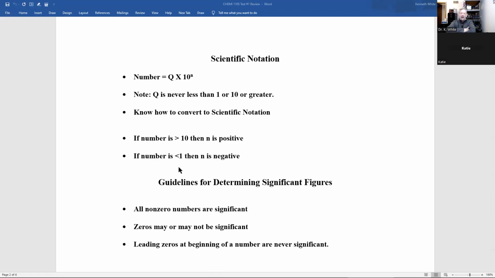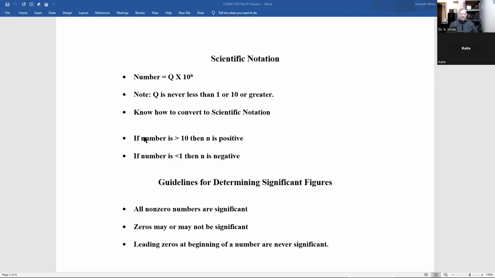Next, I taught you scientific notation. Remember, scientific notation is a number Q times 10 to the n. This is important. That first number Q is a number less than 10 and 1 or greater. You should know, and we went through this in the lecture and the problem set, go back and look at the videos, how to convert a number to scientific notation. I will not ask you, here's a number in scientific notation and write it in decimal. We don't do that anymore. Therefore, I'm not going to ask you that.